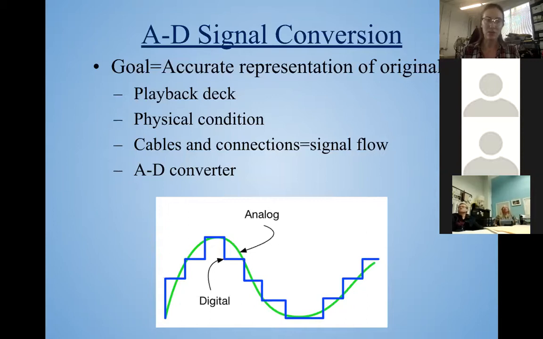So the things that will get you to your analog to digital signal conversion, and that you have to think about in getting that accurate representation, is your playback deck for audio. Very, very important part. You cannot get anything off of an audio tape or a magnetic tape without a working playback deck. Also, you have to evaluate the physical condition of the tape itself, because there are degradation aspects and characteristics that will degrade your analog to digital signal conversion, and also further damage the tape. You also need to think about your cables and connections.